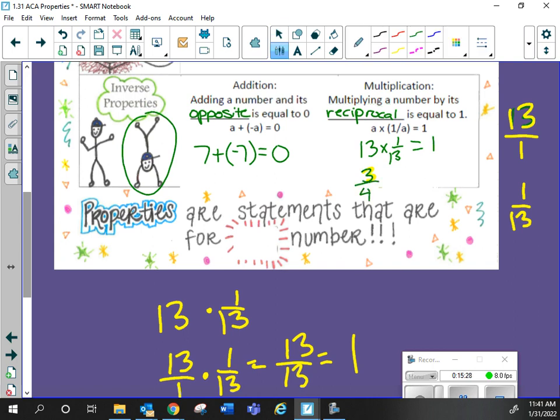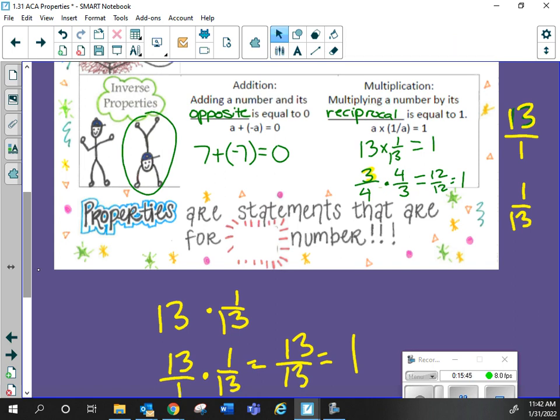3/4. What's the reciprocal of 3/4? 4 over 3. That would be its multiplicative inverse. That's the reciprocal. You would get 12 over 12, which is 1.